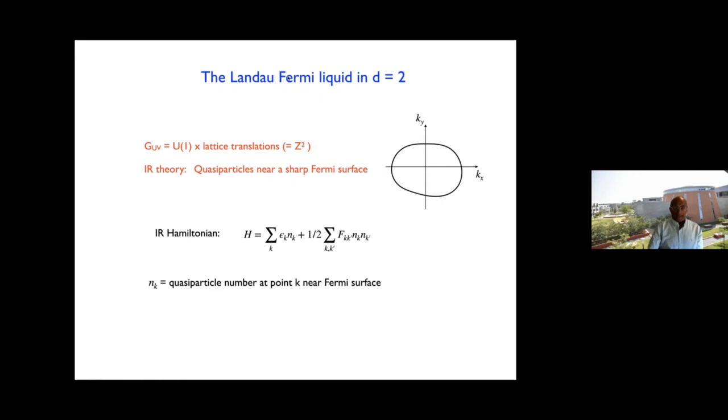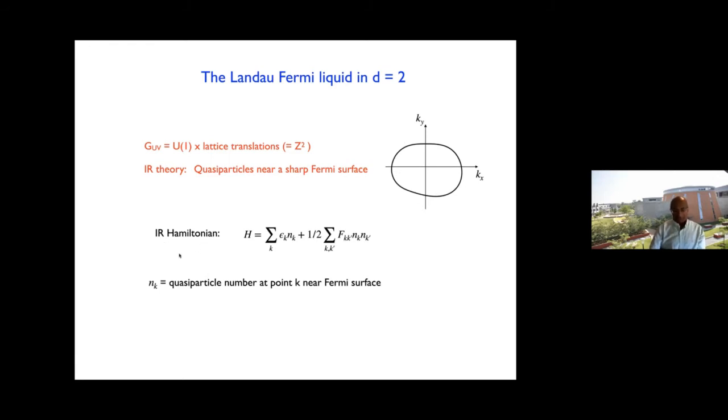Okay. So the Landau Fermi liquid, and I'm going to talk about 2 dimensions specifically. The UV symmetry is global U(1) for particle number conservation times lattice translations, which form a Z squared symmetry group. Z is the discrete group of lattice translations in, say, the x direction. So since we have both x and y, this is Z squared symmetry. And the IR theory is Fermi liquid theory, which, as I discussed, has sharp quasi-particles near a sharply defined Fermi surface.